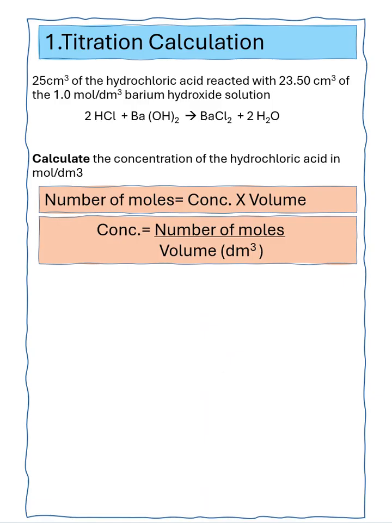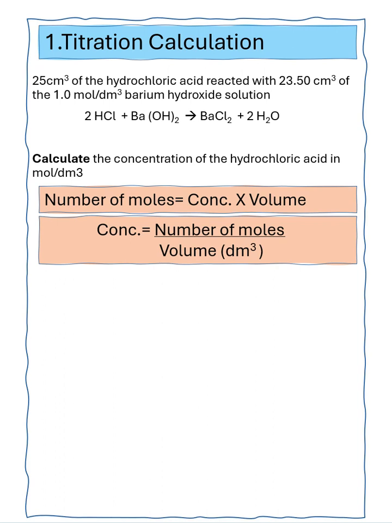Question 1 says, calculate the concentration of hydrochloric acid in moles per decimeter cubed. We're then given some information on the titration, where we're told that we've got 25 centimeters cubed of hydrochloric acid reacting with 23.5 centimeters cubed of 1 mole barium hydroxide. So we've got to calculate the concentration of hydrochloric acid.